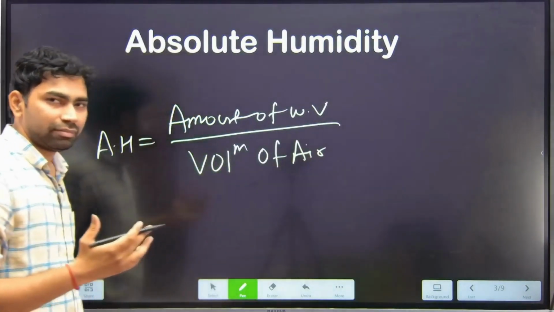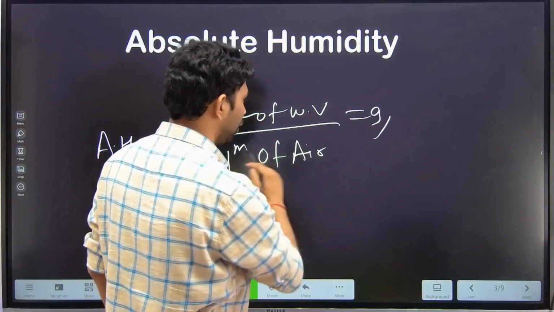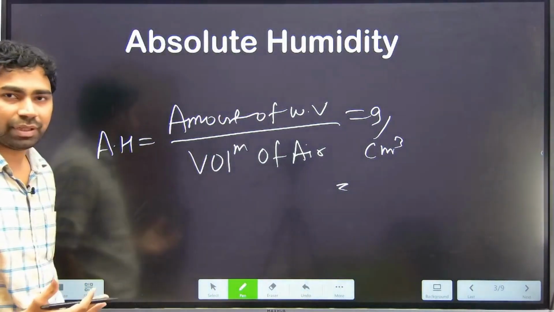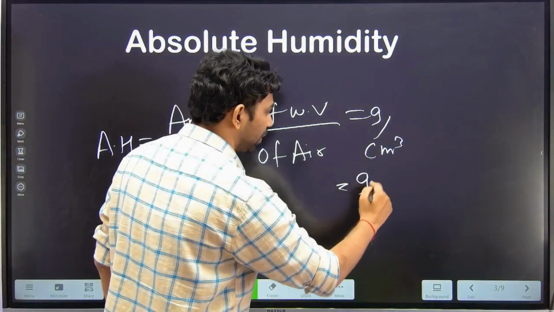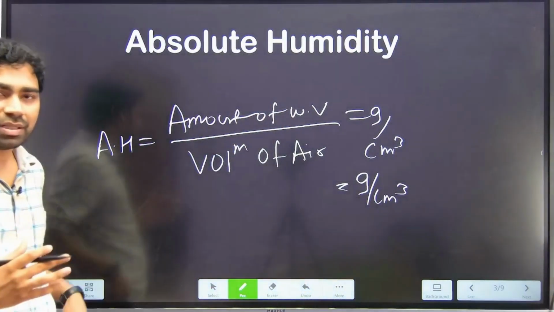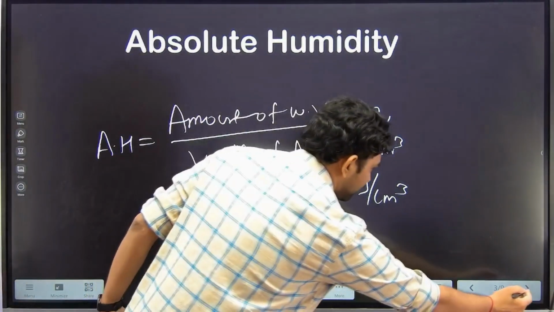Now if the mass unit of water vapor is gram and the unit of volume is centimeter cube, then what will be the unit of absolute humidity? It is gram per centimeter cube. Now you need to know here that temperature is going to play a very important role. Why? So let us see.